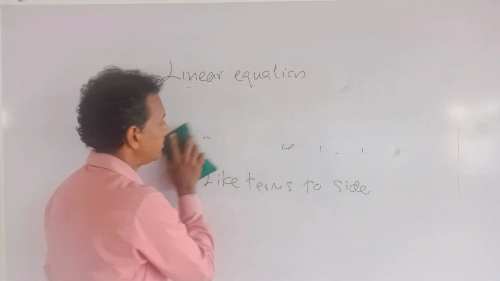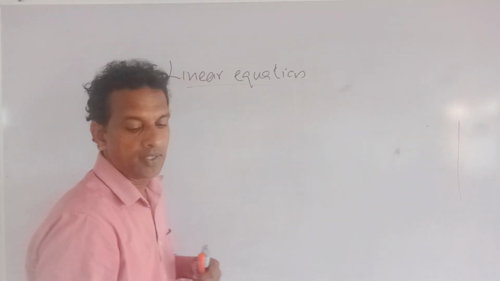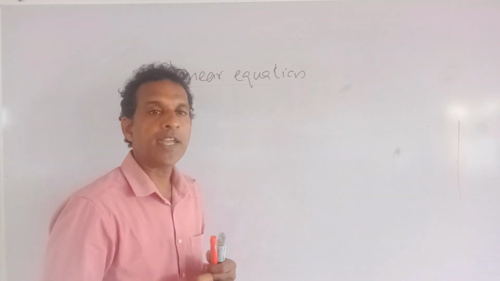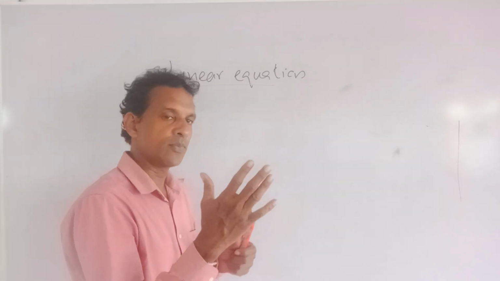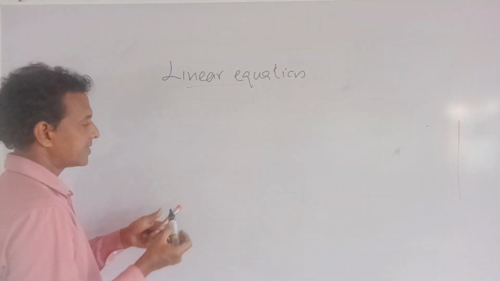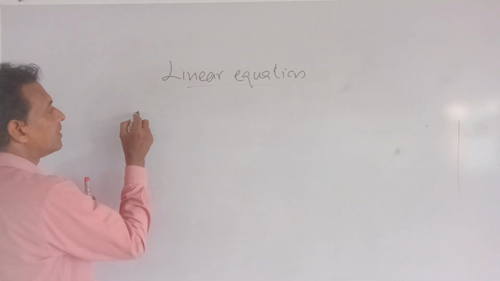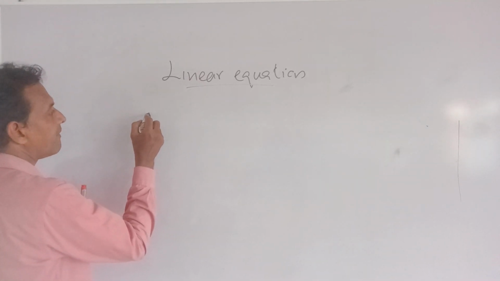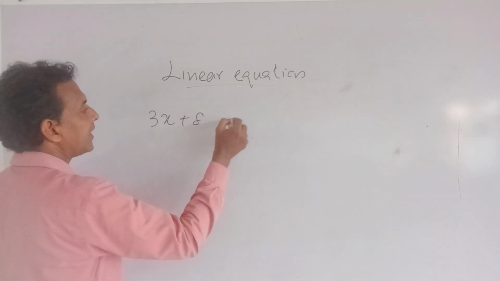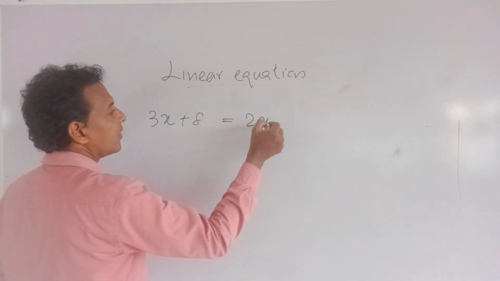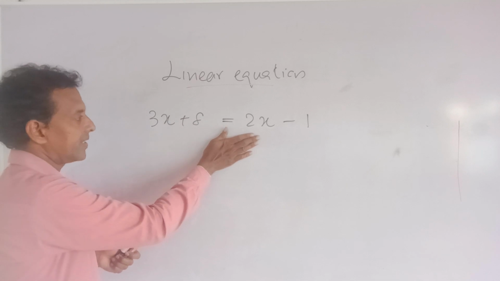Now remember one thing. Sometimes you won't see brackets and denominators in every equation. So if you have denominators, remove them. If you have brackets, remove them. Now I'll take an example where we have the variable on both sides. See, we have 3x plus 8 equals 2x minus 1.